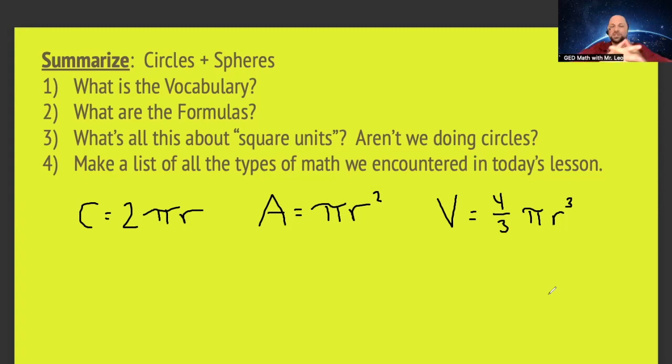All right. Now, this other question, number 3. What's all this about square units? Square units, square inches, square feet. Aren't we doing circles? Why are we talking about cubic inches if we're doing circles? The answer is that it doesn't matter what kind of shape you're doing. If you're finding the area of something, you're using square units, square feet, square miles, square meters. If we're doing a 3D shape and we're doing volume, I don't care what kind of shape it is, your answer is cubic units. A sphere has a volume in cubic units. You're just going to get used to that. Volume is always cubic, area is always squared.